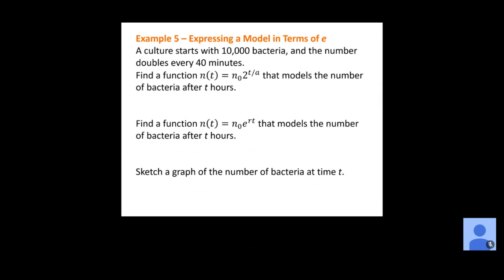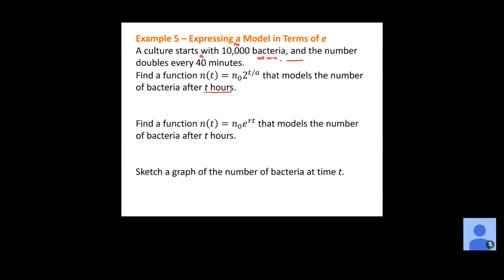So let's think about what we know. Well, we start with 10,000, so this is going to be our n sub 0. That's our initial population. And we know we're doubling every 40 minutes, so that's going to be our a value. So if I set this one up now, notice here that we want our t value measured in hours. So the first thing we're going to have to do is get that a value in the same units. Well, to do that, I'm starting with 40 minutes. Now I want to convert that into hours.